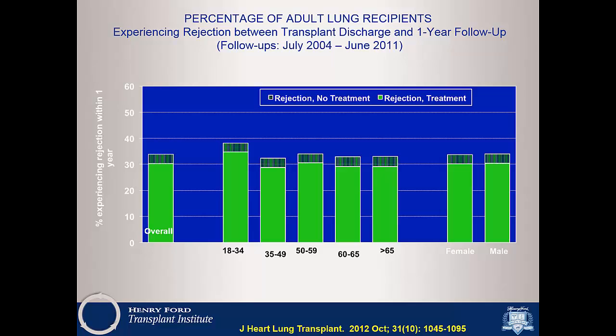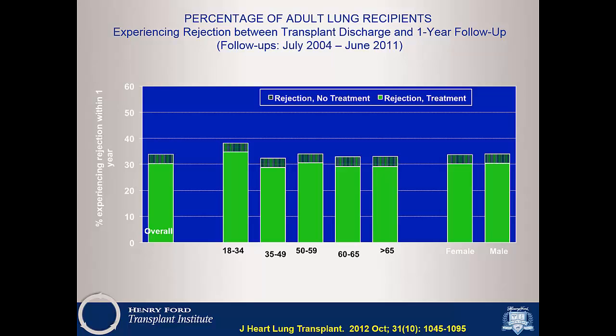And so I think just to begin, when we talk about acute rejection, it's very common. About 30% of people will have acute rejection in the first year. And of those people that have rejection, it's more likely to occur in the younger aged individuals. Those tend to be the individuals that have cystic fibrosis. There's really no difference between males and females in terms of the risk for rejection.